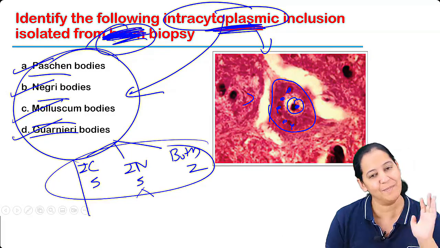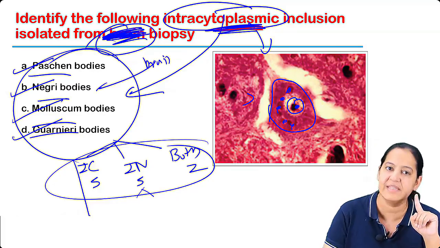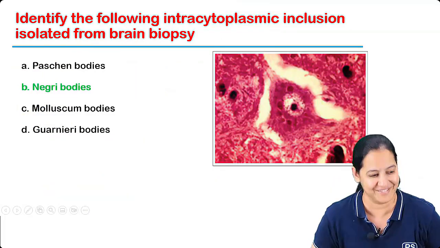So A, B, C, D will all be the answer. So brain is the main word. If you give the word brain, then the answer is Negri, because Negri occurs in the brain. None of the others occurs in the brain. So that is the point. Okay, so that was the concept.